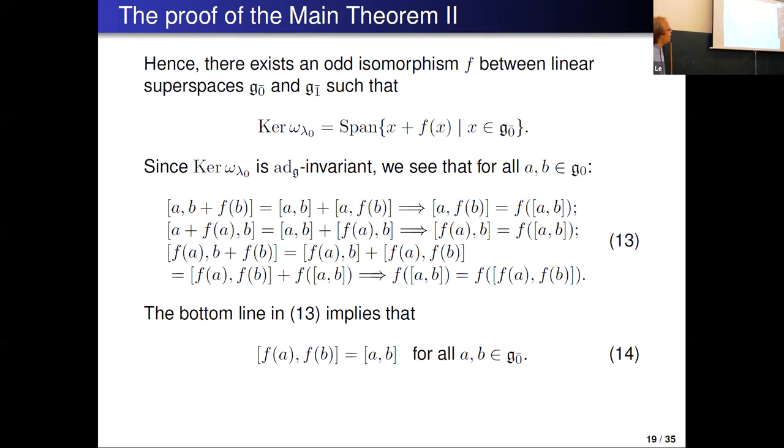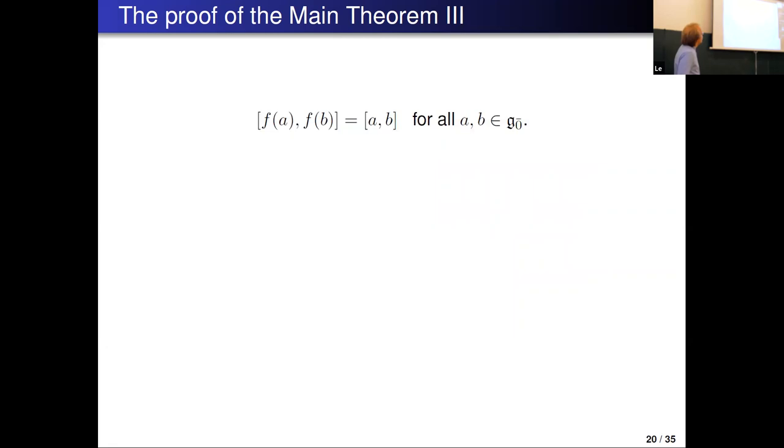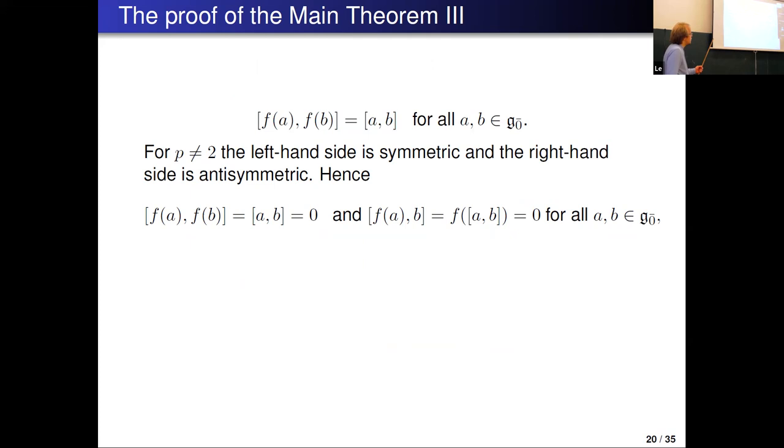Now, until this point, I wasn't bothering about any characteristic, so this was working for any prime. Now let's carefully study what it implies for the difference. So I just repeated it, and you see that if the characteristic is not equal to 2, then the left-hand side is symmetric and the right-hand side is anti-symmetric. Why? Because f is an odd function. So that means you have a contradiction, because one is symmetric, one is anti-symmetric. So that means that the bracket should be commutative. So our Lie superalgebra is commutative, but that contradicts the assumption that it's simple, because commutative gives an example.